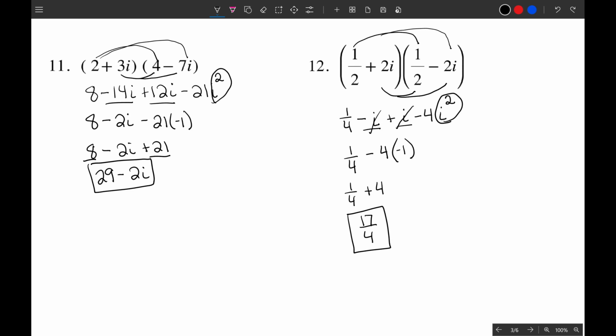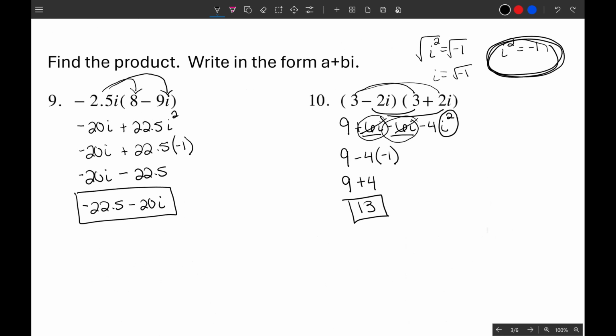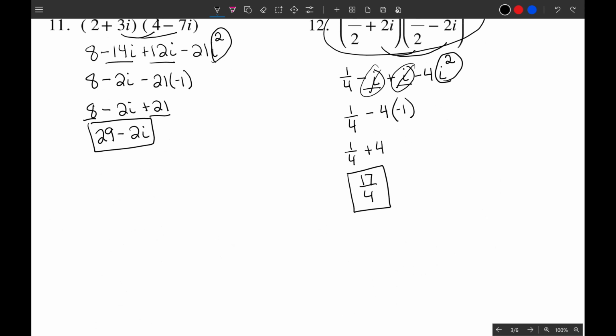Now, I don't know if you've noticed this or not, but this is the same thing as number 10. Since these two were conjugates, meaning the front part's the same and the back part's the same, the only thing that's different is the sign in the middle. My middle terms canceled out, just like on number 10. My middle terms were a negative 6i and a positive 6i. They canceled out. And in the end, all I have is a real number.